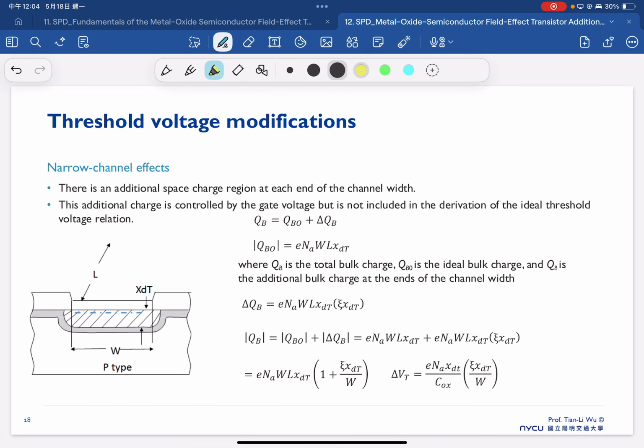An additional concept similar to the short channel effect is what we call the narrow channel effect here. The narrow channel effect is very similar to the short channel effect, but just considers an additional space charge region at each end of the channel width. So this is another consideration. This is the channel length.